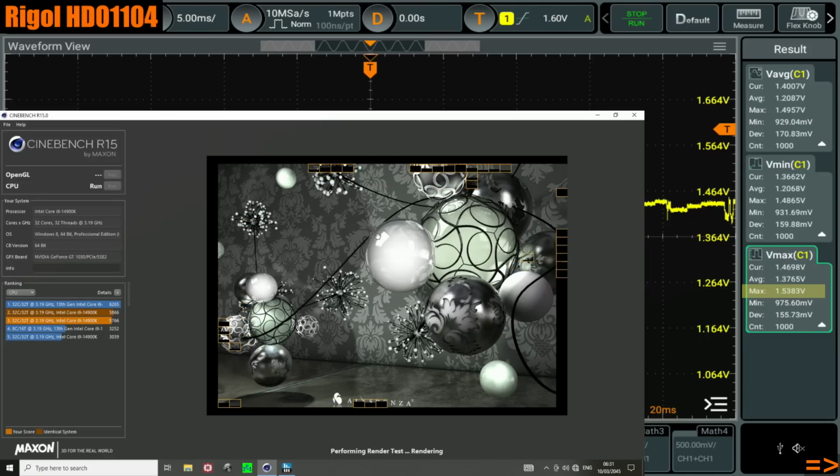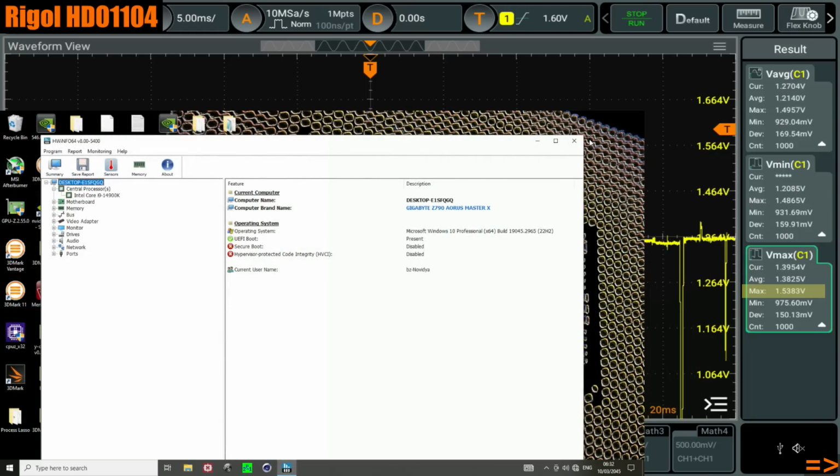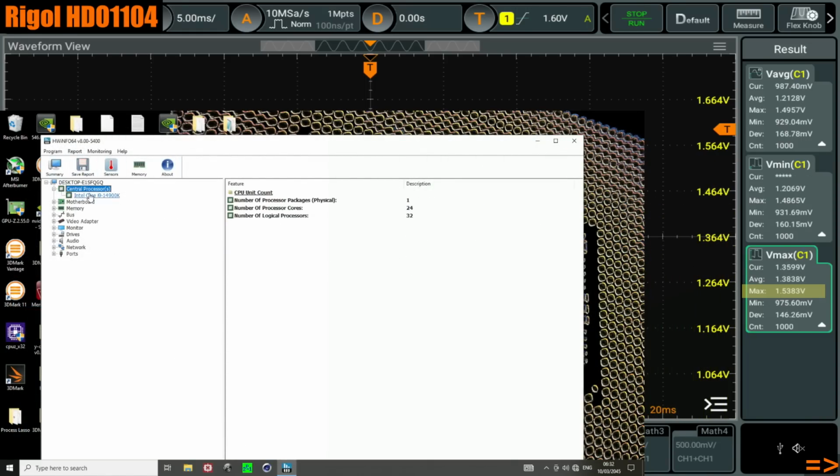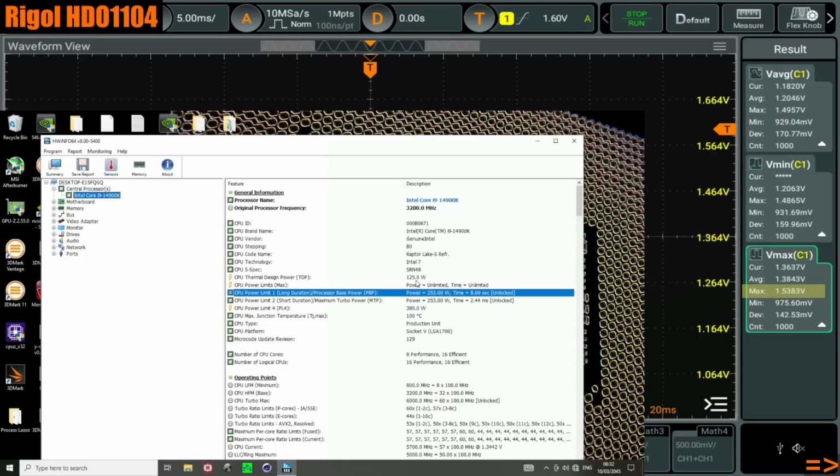This is such a stupid implementation of... oh, okay. Wait, so maybe there is a power limit, and it's just not showing up in HWiNFO correctly? Because it says 253. Yeah, it says 253 for both PL1 and PL2.